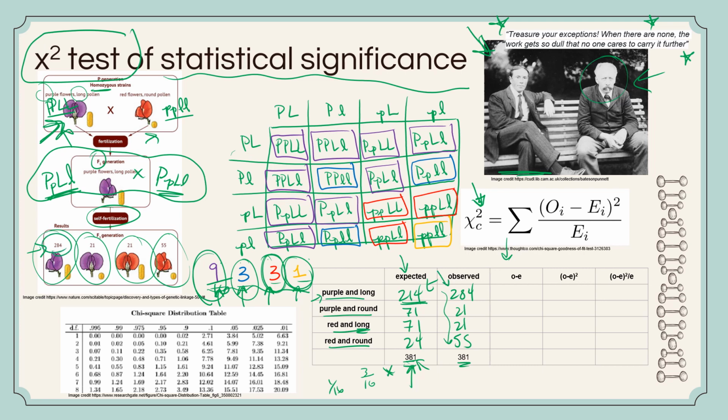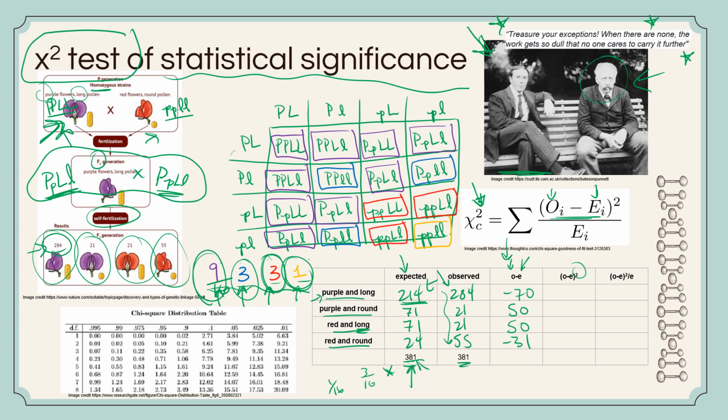Next part of the chi-squared test of statistical significance, I'm going to subtract my observed and my expected. So observed minus expected. What's the difference? 214 minus 284 is negative 70. 71 minus 21 is 50. 71 minus 21 is still 50. And then 24 minus 55, sorry, clicked the wrong button on my calculator. 24 minus 55 is negative 31. So far, so good?